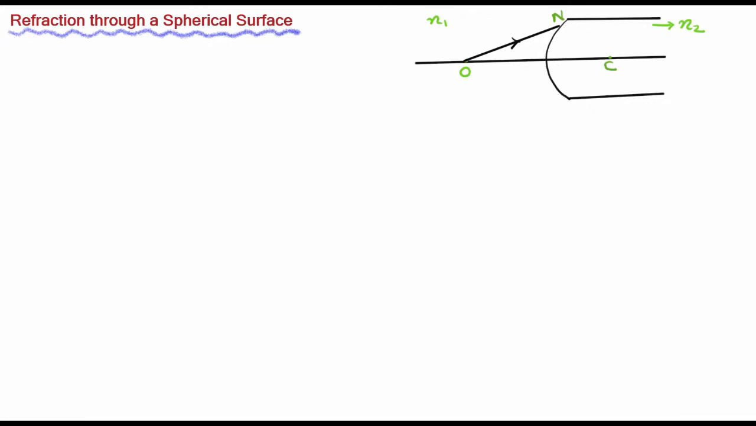Now let's draw the normal first. I am going to draw the normal now. It is a straight line passing from the point of incidence to the center of curvature. So this is the normal here.